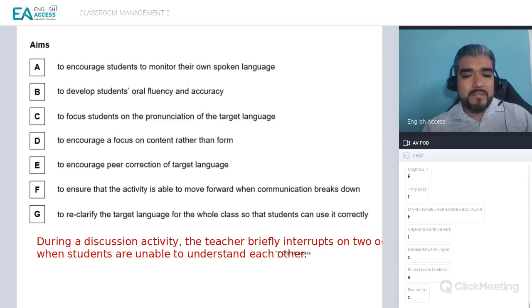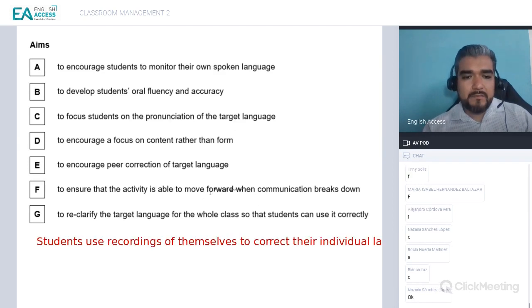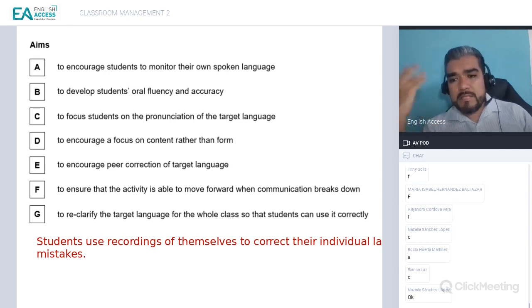Sometimes it's a little confusing, right? You try to picture yourself in the classroom. What would you do? Why would you do it if you were a teacher? Students use recordings of themselves to correct their individual language mistakes. So students, remember what I told you about the WhatsApp. So the students use the recordings of themselves, like the WhatsApp.